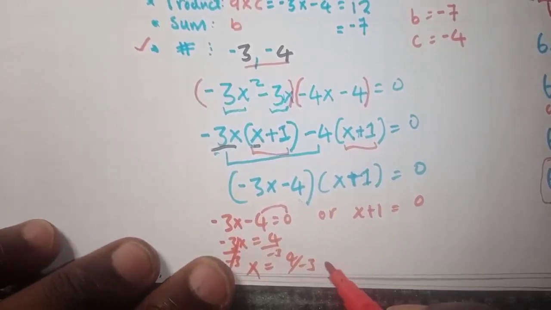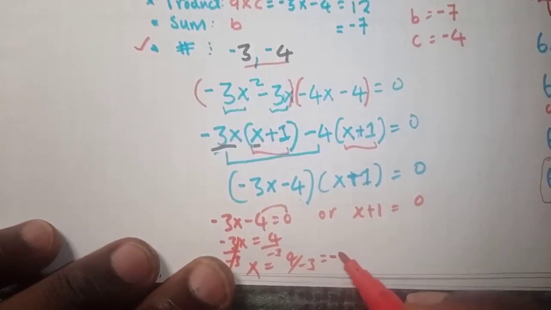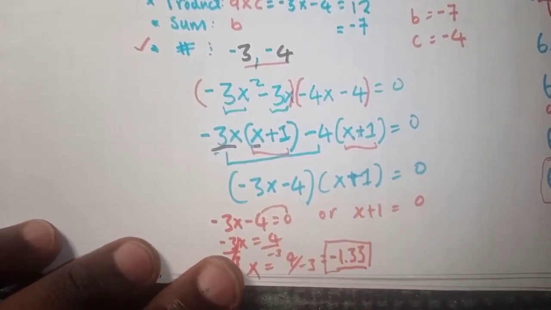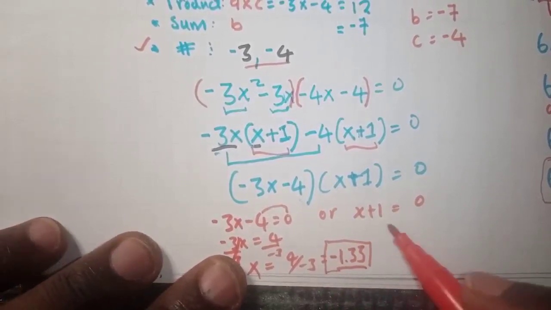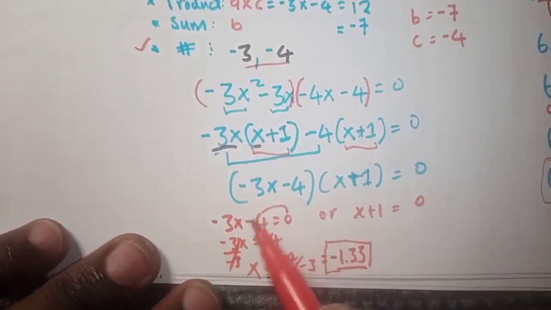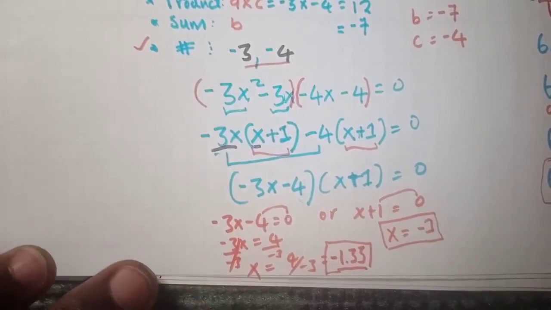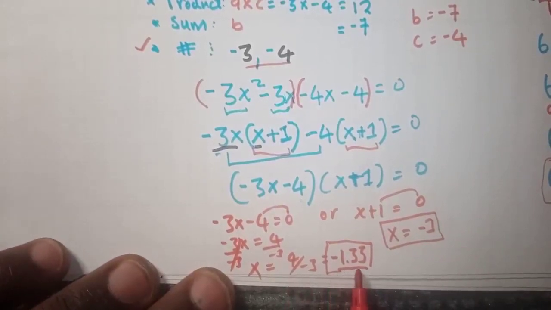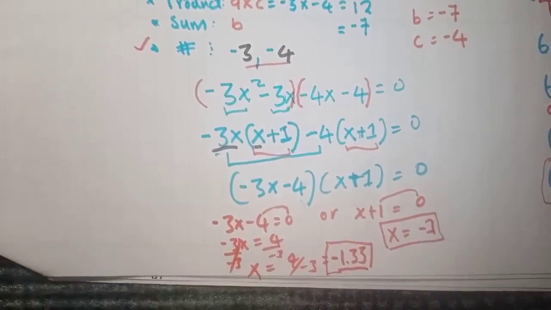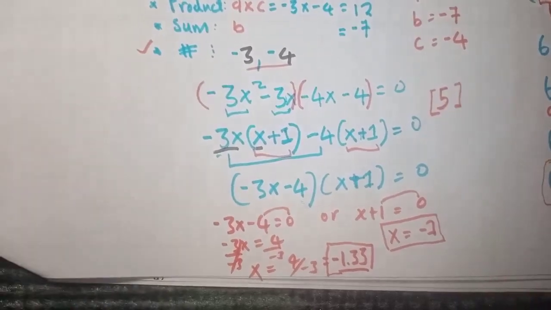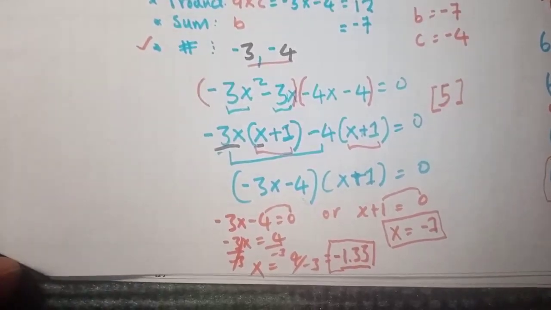We actually get negative 1.33, correct to 2 decimal places, because it will give us a recurring 1.33333. And then here, so we were solving this side. This side you simply take the 1 this side, so x is equal to negative 1. So these are our values for x. We say x is equal to negative 1.33, or x is equal to negative 1. Okay, and you are done. For this you get 5 marks.